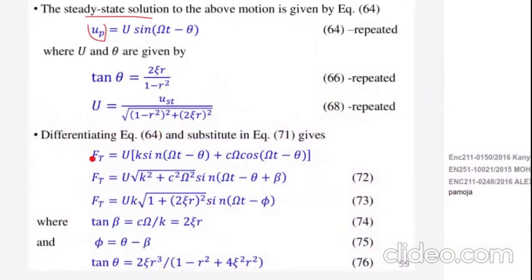When you do that and substitute in equation 71, you're going to have the total force as shown here. This is just simplifying. And then here they have introduced another angle, beta. And finally we have equation 73, where tan beta is equal to as shown here. Sometimes we introduce this angle just for simplification, but the angles here represent the phase shift. Remember I said for our motion, if you go back to physics, for example, if you have a motion like this, a motion starts like at that point.